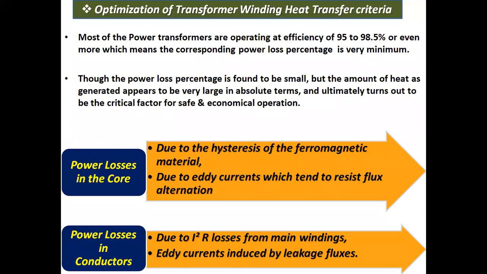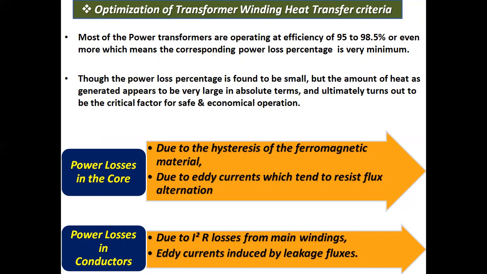Now, optimization of transformer winding, heat transfer criteria. Most of the power transformers operate at an efficiency of 95 to 98.5% or even more, which means the corresponding power loss percentage is very minimal. Though the power loss percentage is small, the amount of heat generated appears to be very large in absolute terms and ultimately turns out to be the critical factor for safe and economical operation.